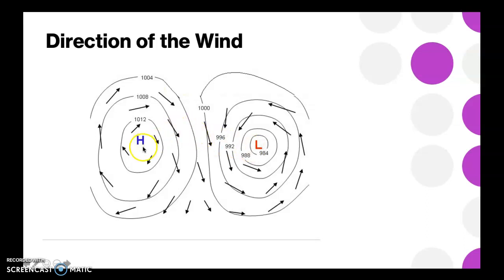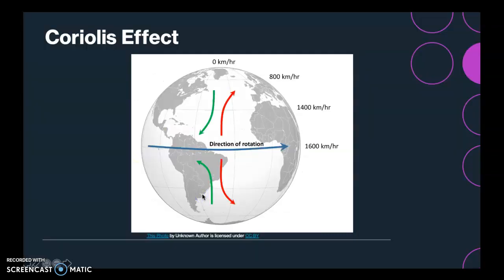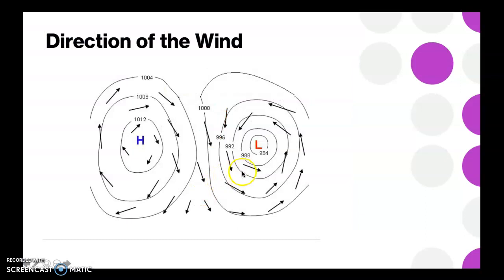So as you can see from this image, this is the H, the high pressure gradient, and all these arrows are moving outward, away from the H. And then they're going over to the lower pressure gradient, and all of these arrows in this image are moving inward.